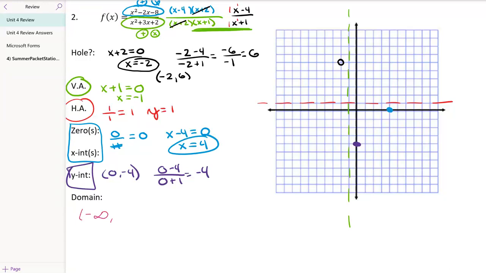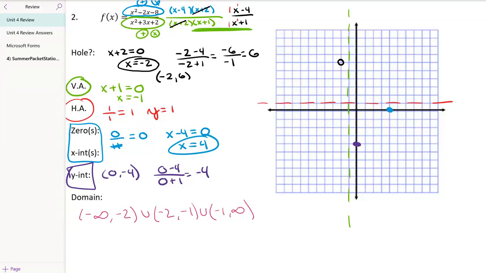The domain is going to be from -infinity. Now, we're going to go all the way over till we hit our first interruption. So our first interruption in this case is our hole, and our hole is at -2. So then we're going to do -2, union, -2 to our next interruption, which is right next to it, at -1, which is our vertical asymptote. And then from -1, it goes on forever. So -1, forever. Wonderful.